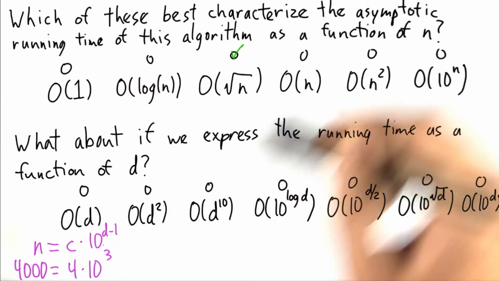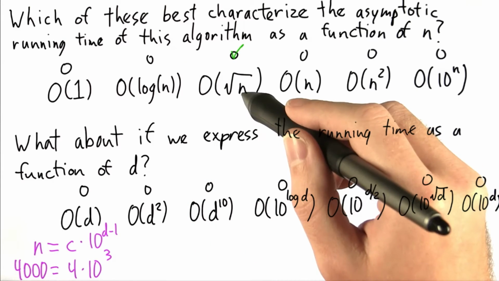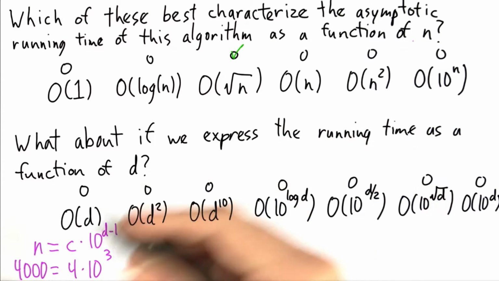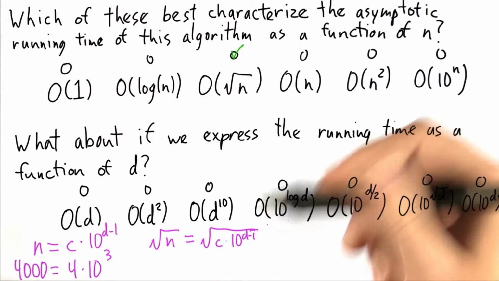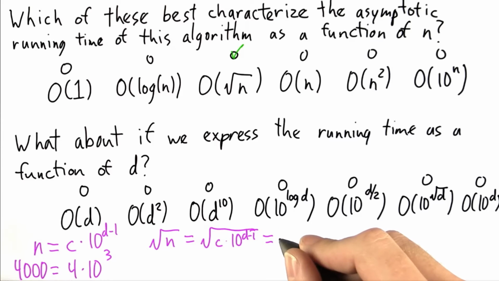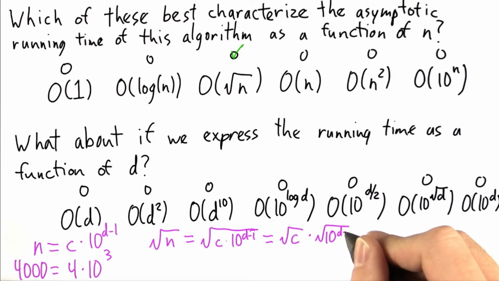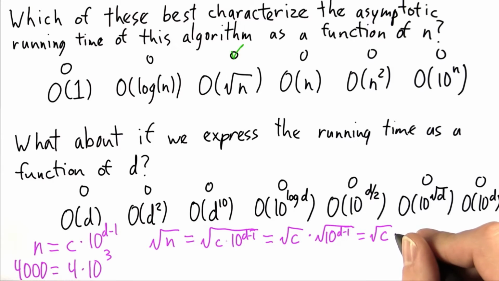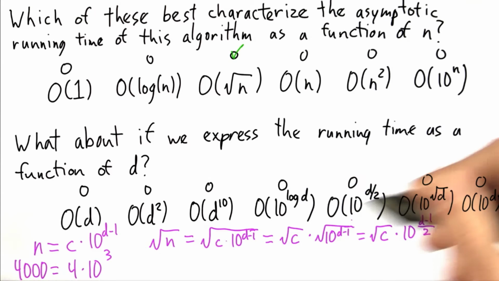Now, if we know this, and we also know that the algorithm has a running time on the order of square root of n, when we're talking about it in terms of n, well, then we can put these together. So square root of n is the square root of all of this. We're going to have to do a bit of math here. We can separate these two out to be square root of c times the square root of 10 to the d minus 1. Well, we can describe this by saying it's 10 to the (d minus 1) over 2, since that's exactly what the square root is.